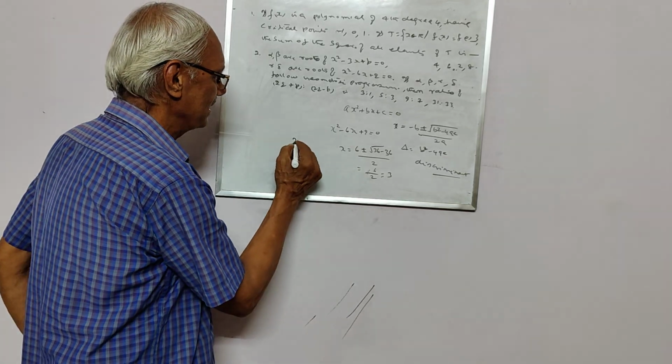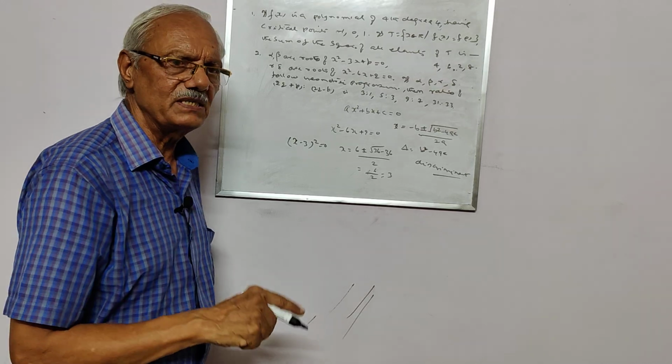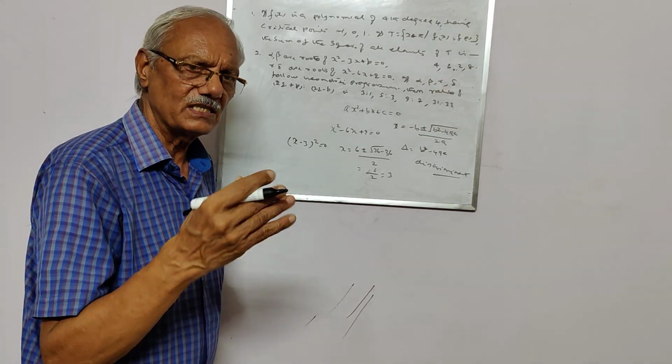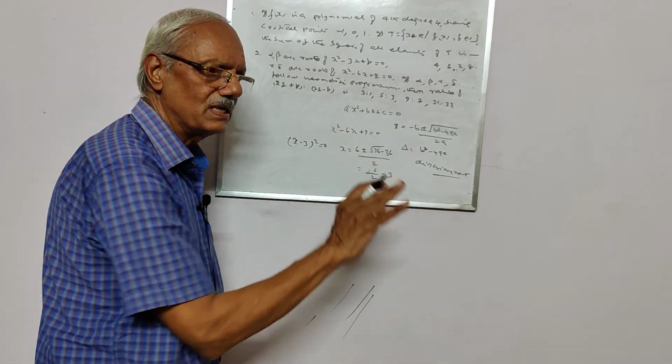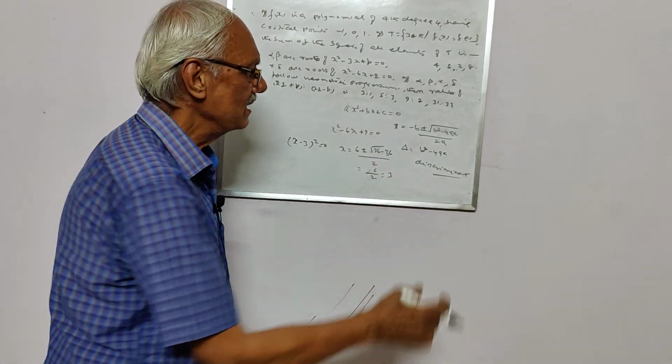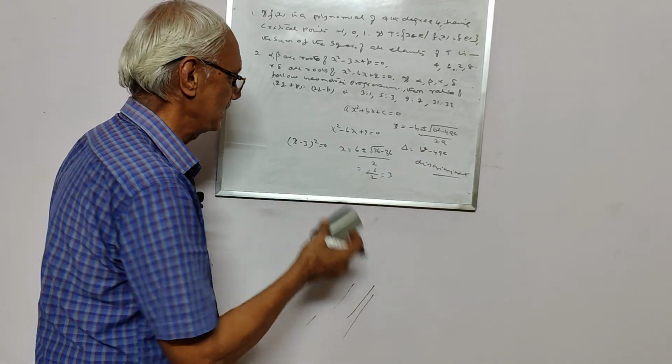Now you can very well see this. This is nothing but x minus 3 whole squared. x minus 3 whole squared means x minus 3 into x minus 3. So either x minus 3 is equal to 0, meaning x is equal to 3, or x is equal to 3. Therefore the roots are equal here. So understand that this is the discriminant. If it is 0, then the roots are equal.